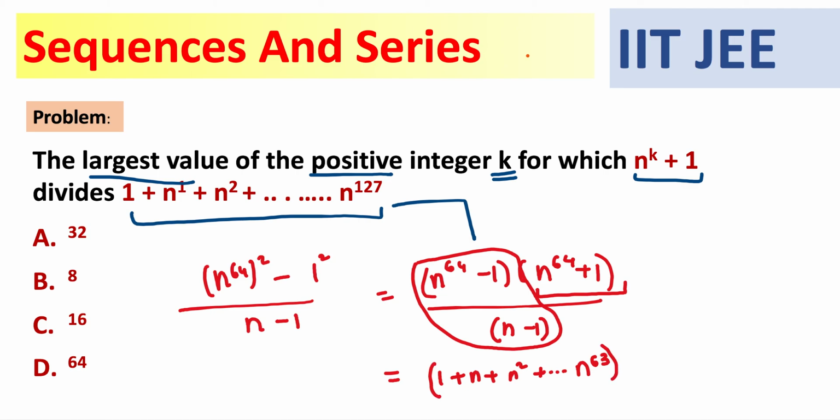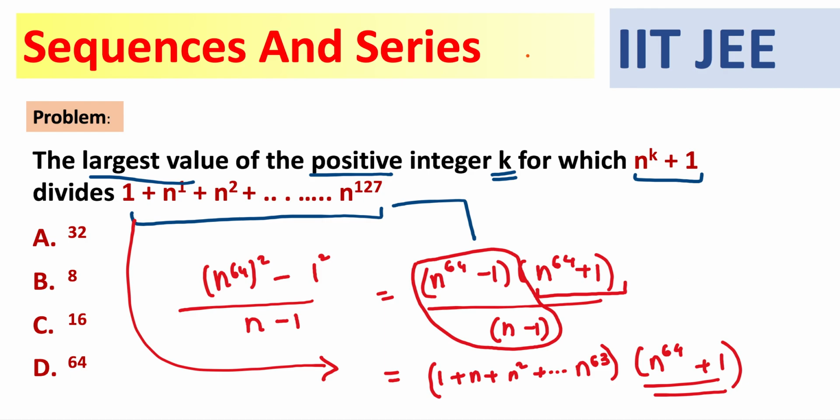So this whole thing that I have put in the circle is basically the sum of 64 terms of the GP, and this is n to the power 64 plus 1. Essentially, my final expression is nothing but this. From this, I can clearly see that for n to the power k plus 1, the largest value of k is nothing but 64. So our correct answer is 64. Thanks.